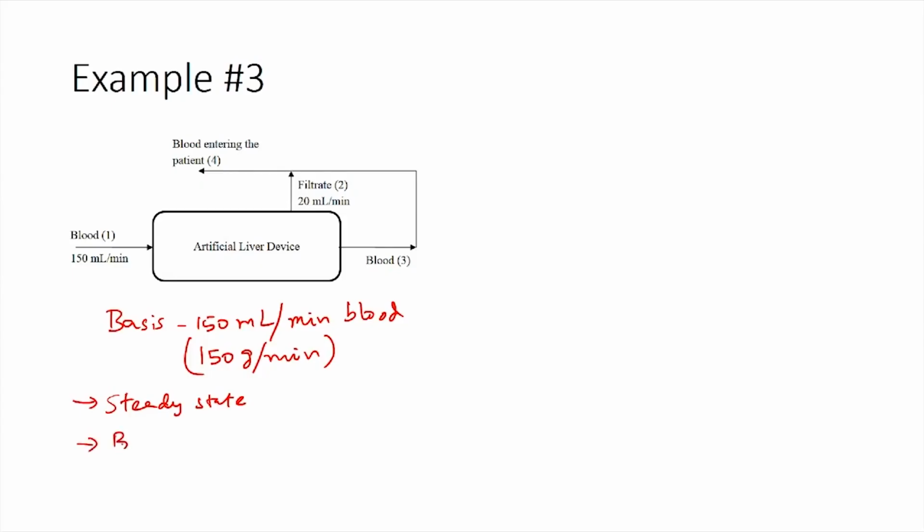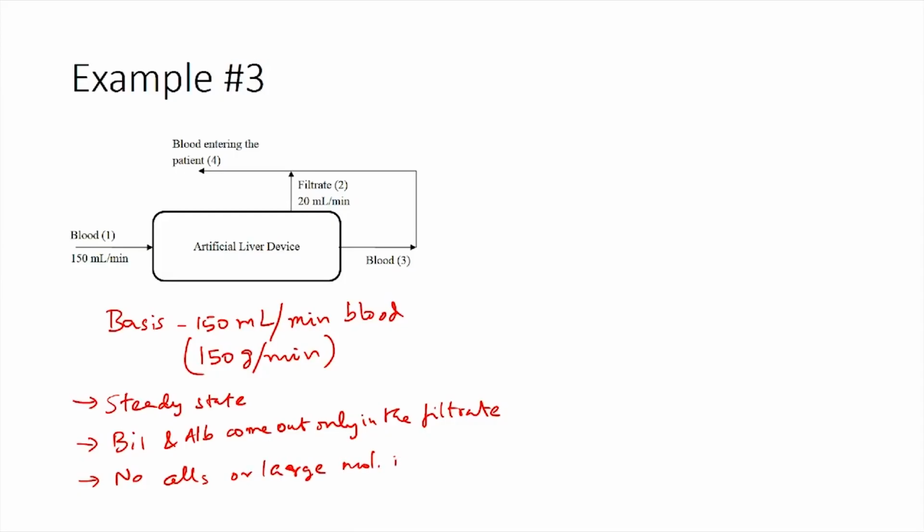So, bilirubin and albumin come out only in the filtrate. This is the second assumption we make. The third assumption we would be making is, other than this no other cells or large molecules would be leaving through the filtrate. No cells or large molecules in the filtrate. These assumptions are essential for performing our calculations.